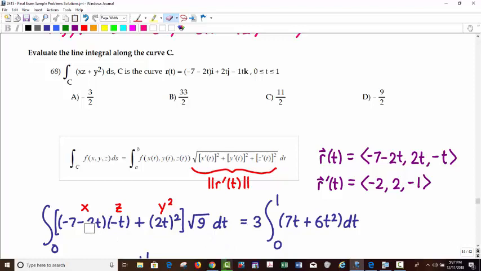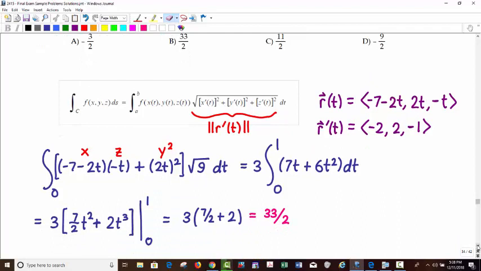So let's look at the first part. You see for the x, I'm substituting -7 minus 2t. For the z, I'm substituting -t. And then the y squared here will be 2t quantity squared. You can put this integral on the calculator if you'd like without having to do it manually, but we got to make sure we get it set up correctly here.